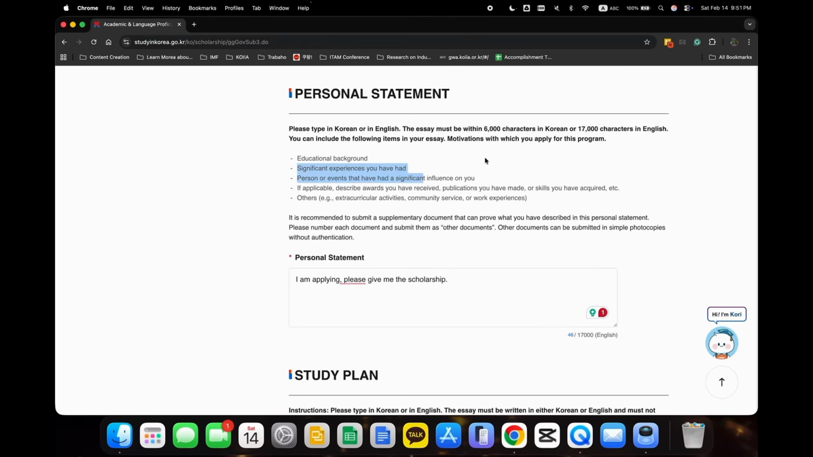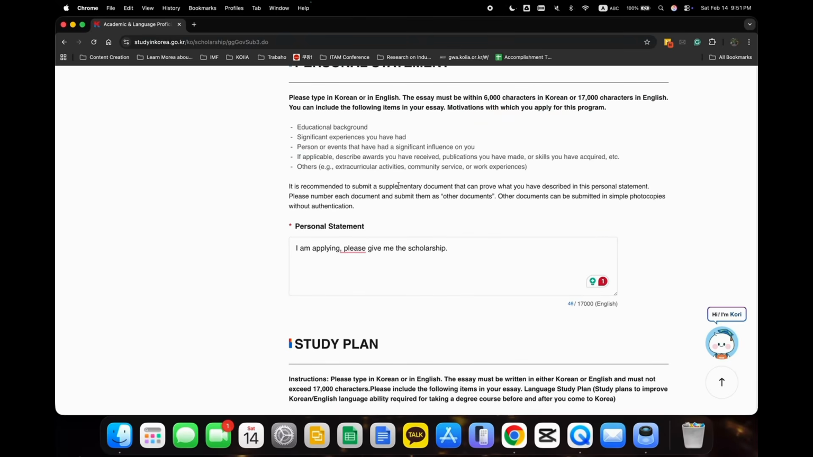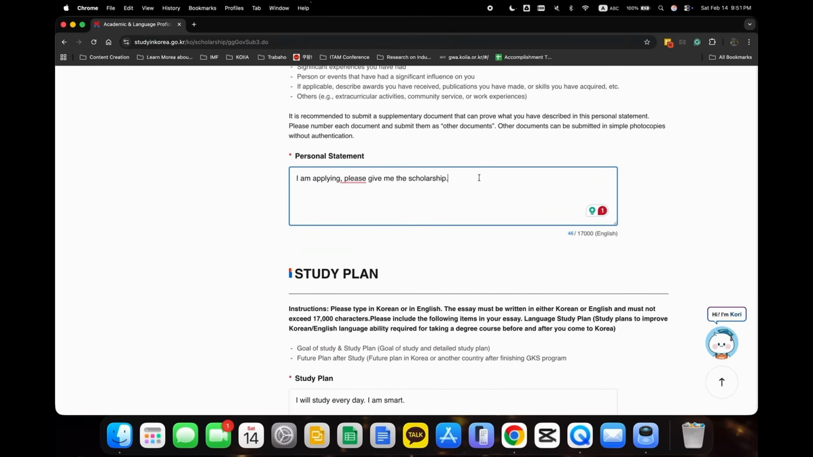With this kind of format, you need to answer the following questions: motivation, educational background, significant experiences, people inspiring you, who influence you to study, and everything. Again, this is very important information. It's actually 17,000 characters if it's English.